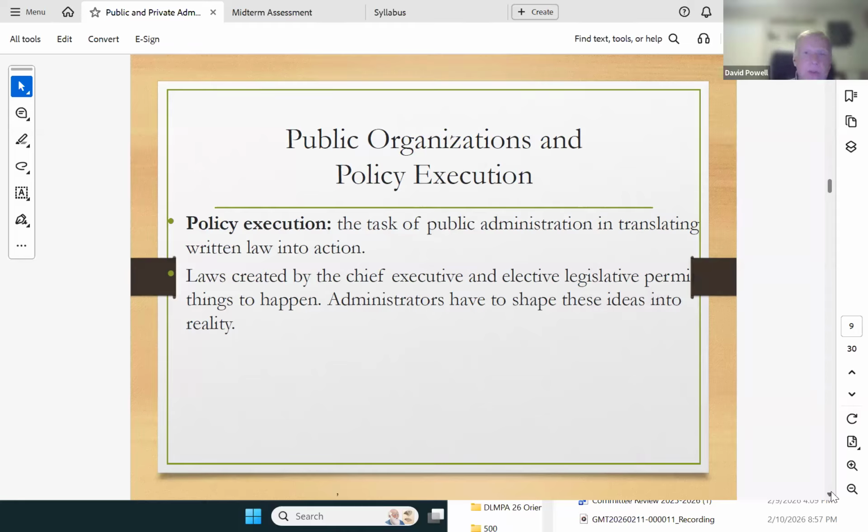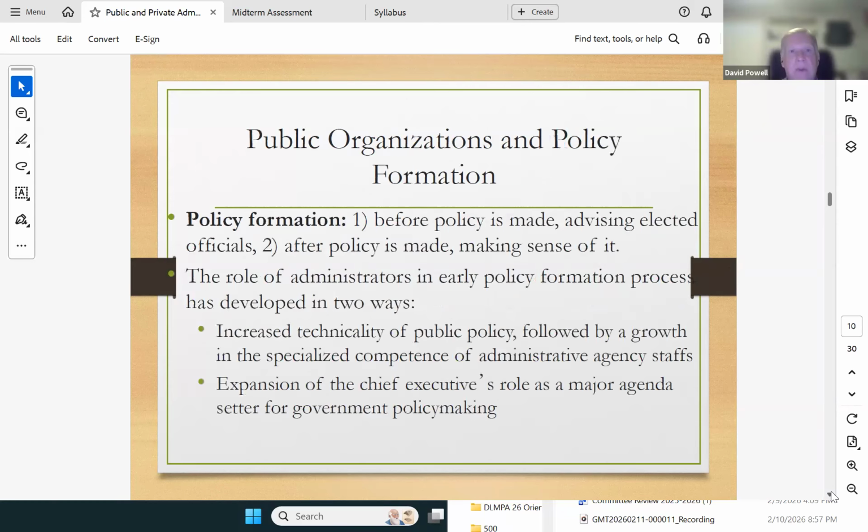Well, in terms of execution, the role of public organizations and public administrators is translating a law or a policy into action. So you get laws that are created by elected legislative body, or sometimes executive orders created by a chief executive that will then permit things to happen. It's then up to the administrators to shape those ideas and put those ideas into action to make a reality. This is the civics 101 lesson of public administration: that we are there to implement and execute these types of policies. So we have a very direct role in policy execution.